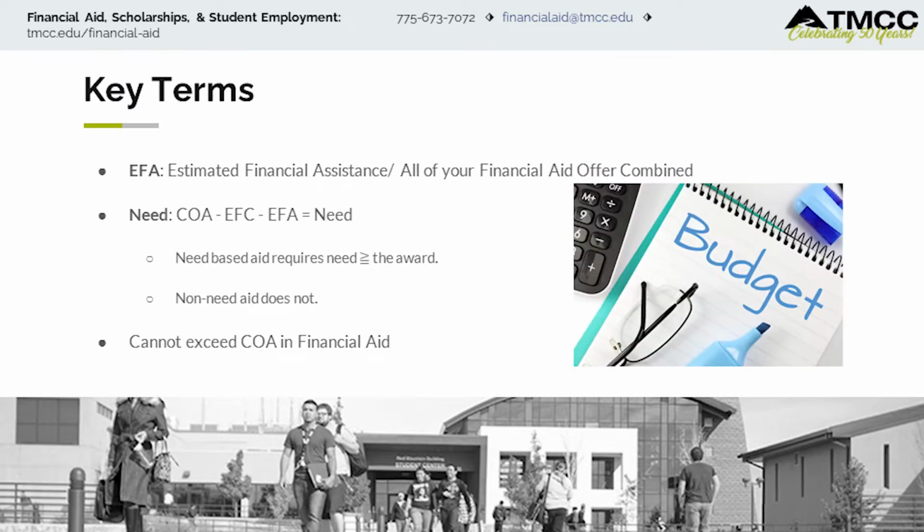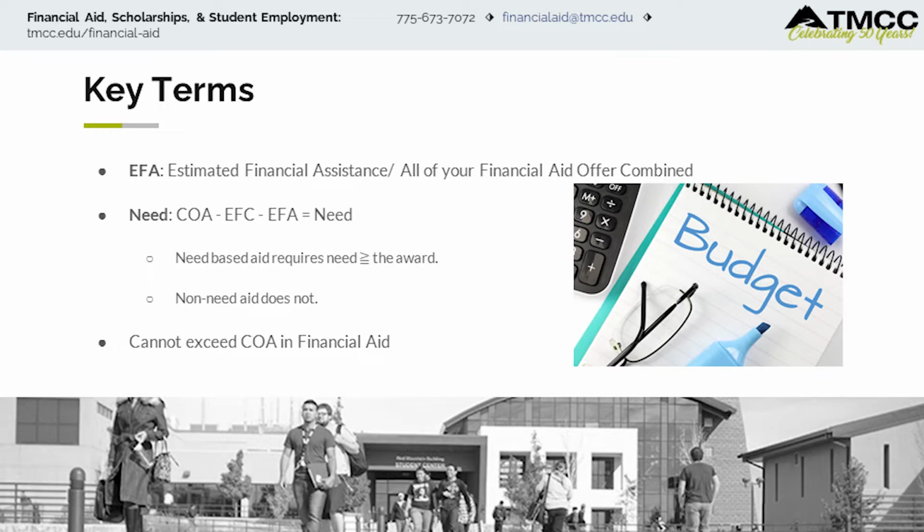Key terms Part 3. Cost of attendance versus student budget. A student may not receive a combined total in financial aid that is greater than their cost of attendance. This means that all grants, scholarships, loans, or work-study awards combined cannot exceed the cost of tuition, fees, books, transportation, etc. Further, there are forms of financial aid that are considered need-based. Any need-based aid cannot exceed the following formula: need equals cost of attendance minus EFC.